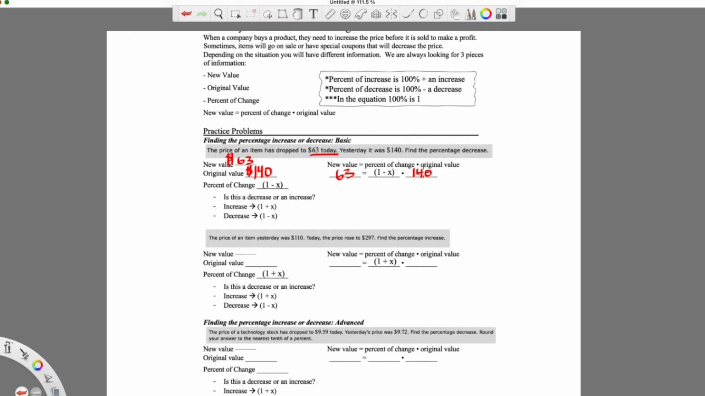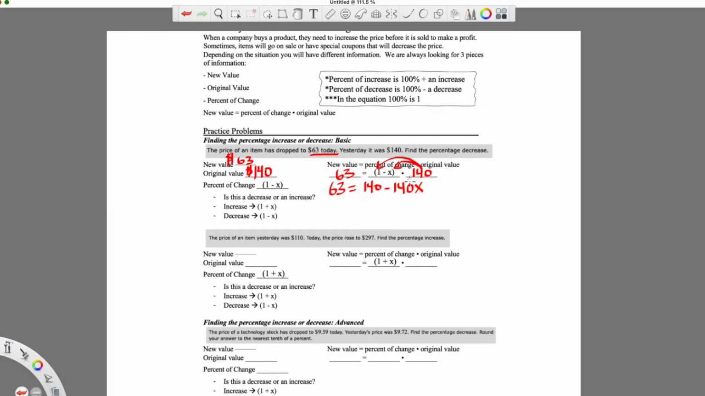So if I distribute this, I have 140 times 1, 140 times negative x. So I'd have 63 equals 140, because that's 140 times 1. And then minus 140 times x, so minus 140x.